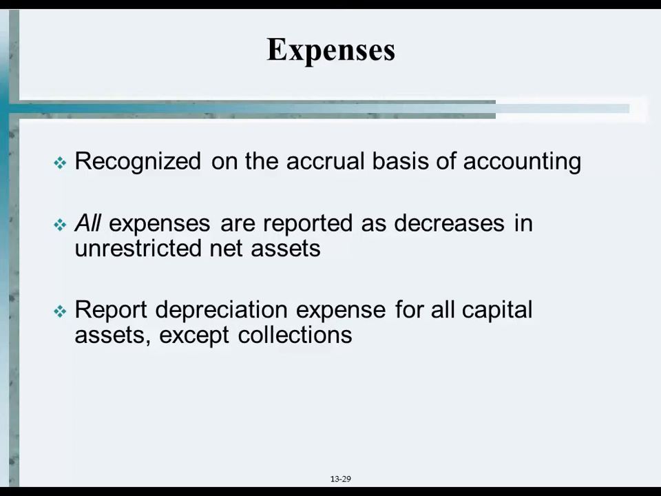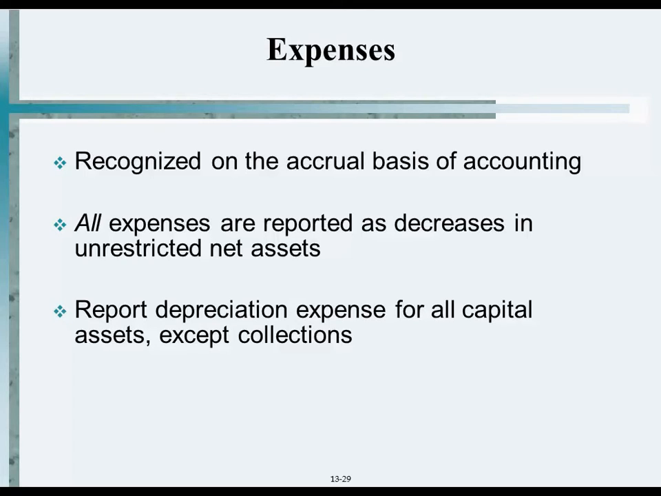Okay, let's talk about expenses. All the expenses are recognized on the accrual basis of accounting. There is no modified accrual basis. And notice the word, all expenses are reported as decreases in unrestricted net assets. Remember when we spent money from temporarily restricted, what did we do? We transferred it from temporarily restricted to unrestricted. And this is what you need to understand. And it can get really complicated for some people.